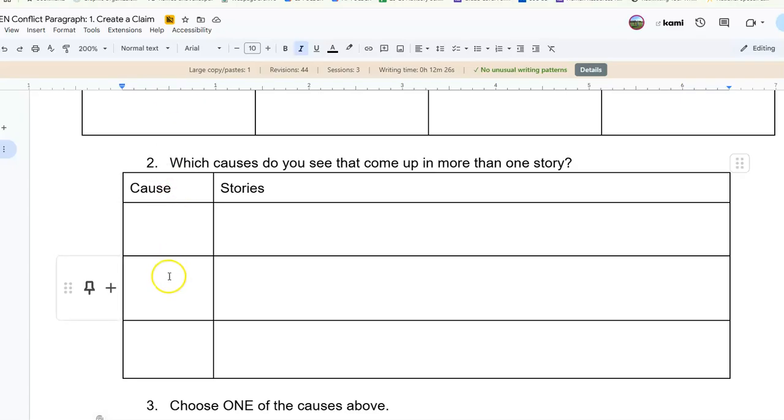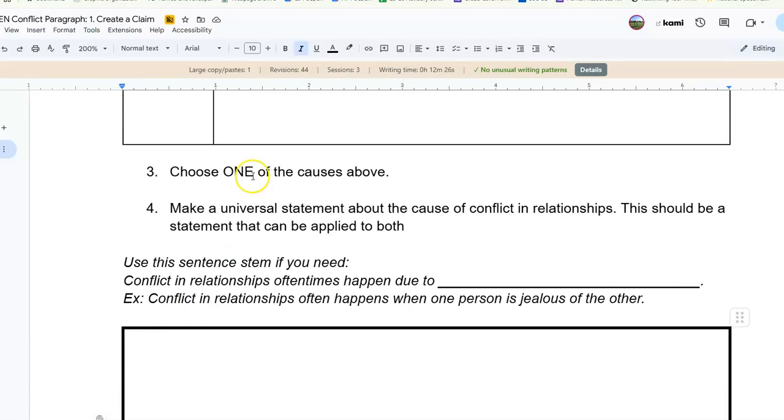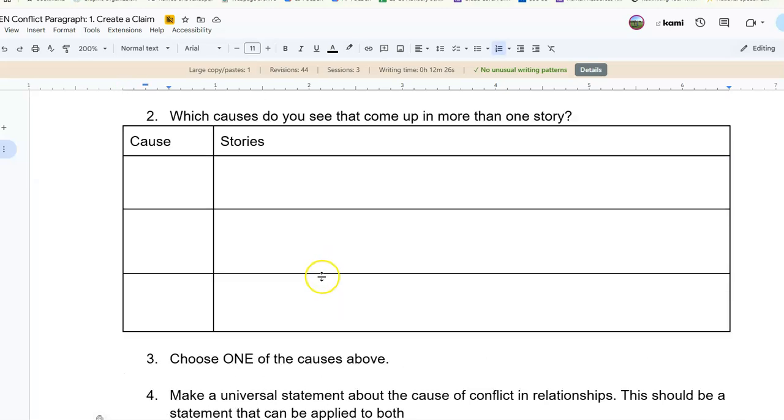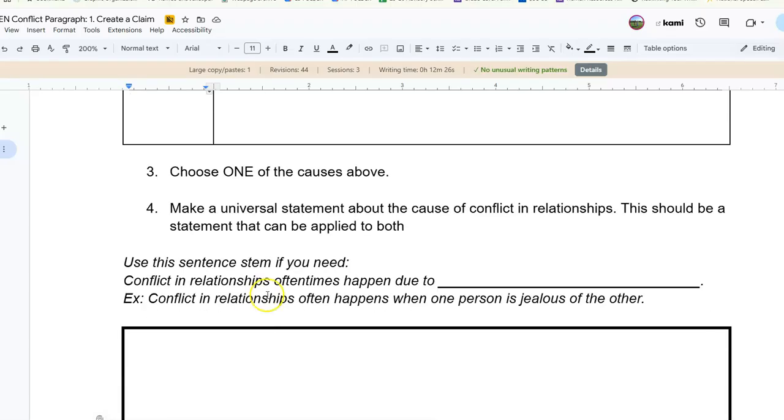So you're going to be filling this chart out. And once you have that chart filled out, choose one of the causes. You're going to fill out 3, and then you're going to choose the one that you think is the best, or the one that you can write the best paragraph about. And then finally, you're going to create a sentence that would be like a topic sentence. So you're going to make a claim about conflict in relationships.